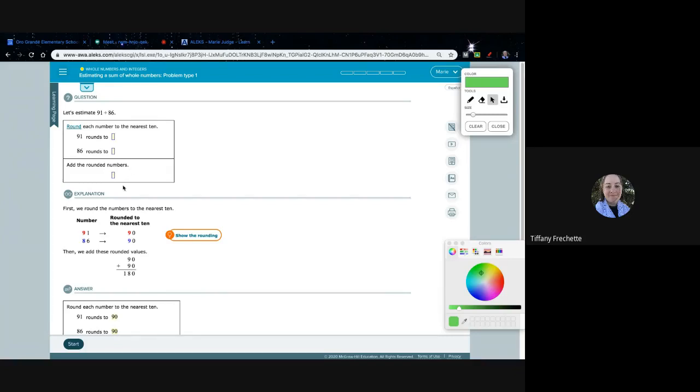So for each number, what it wants us to do is round to the nearest ten. It tells us to round each number to the nearest 10. Down here, they highlighted 9 in red because that's the tens digit for 91, and they put 8 in blue because that's the tens digit for 86. So we need to decide which one it is closer to. When I'm rounding 91 to the nearest ten, I need to decide, is it closer to 90 or is it closer to 100?